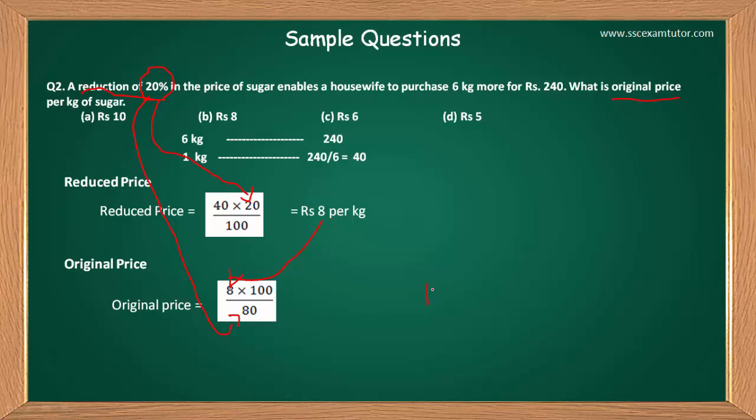So again, if you are not able to understand the concept, consider you have 100 rupees, and after a reduction of 20% in it, you will be left with 80. So this is the 80 I am using here. On solving you will get rupees 10 per kg, and that is the answer. It will again take just 2 and 3 seconds.